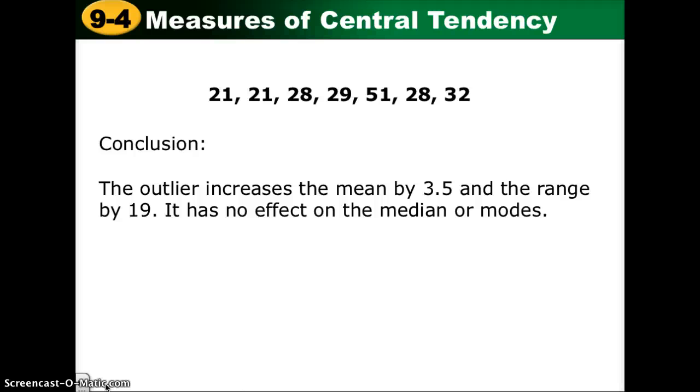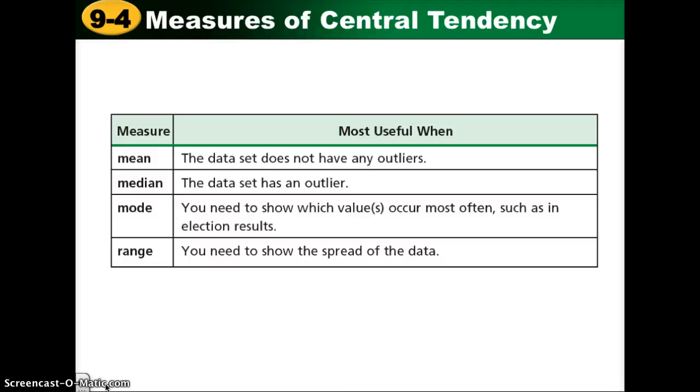Therefore, we can summarize that the median is most useful when the data set has an outlier, and the mean is most useful when the data set does not have an outlier. Focus on the mean and the median. If the data set does not have an outlier, then you want to use the mean. If the data set has an outlier, choose the median.